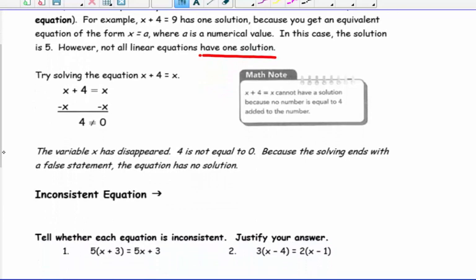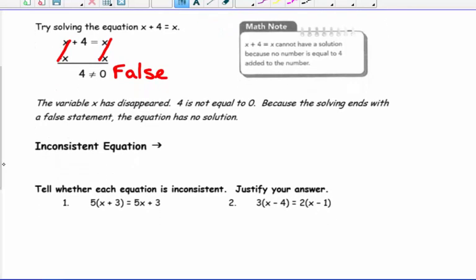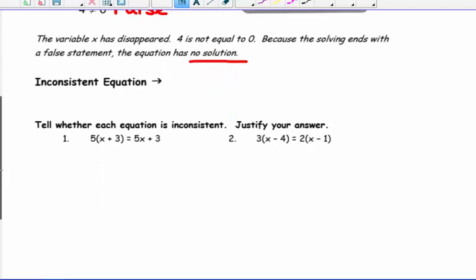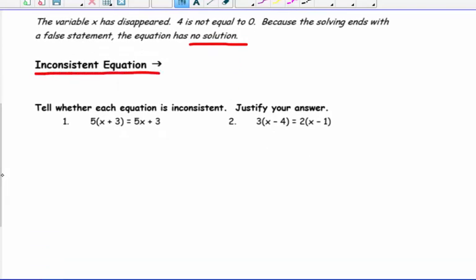So try solving the equation x plus 4 equals x. Well, if you subtract x from both sides, you get no x's left in the equation, and you get 4 does not equal 0. That is not true. This is a false statement. If you get a false statement, the variable x has disappeared, 4 is not equal to 0, it's a false statement, then the equation has no solution. Sometimes equations have no solution. It's called an inconsistent equation.